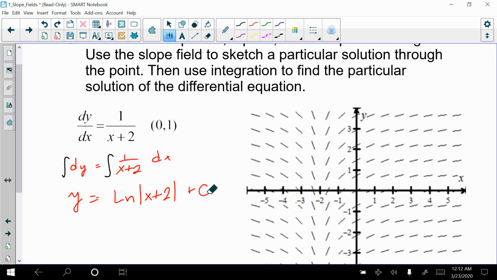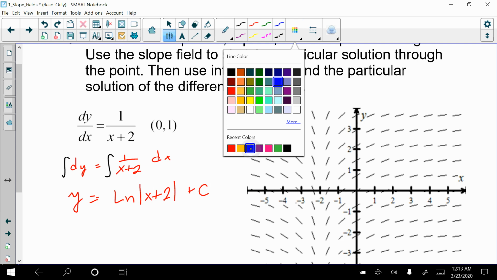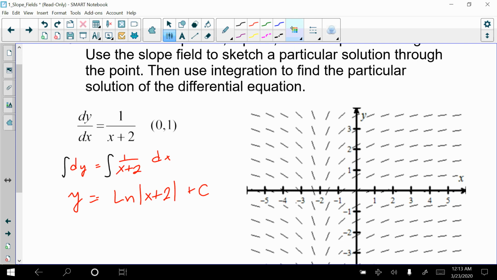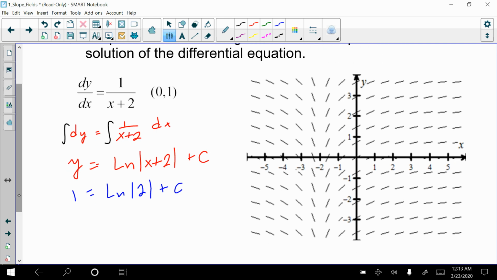Now in this case, we know what the initial conditions are. Let's go ahead and substitute those, and I'll do that in a different color here. We know that when x is 0, y is 1, so I'm going to substitute 1 for y, and here I'll get natural log of 0 plus 2, which would just be natural log of 2 plus c. So to get c by itself, we're going to say 1 minus the natural log of 2 will be equal to c. So that is the value that we have for c.